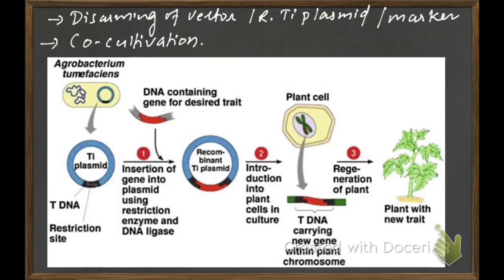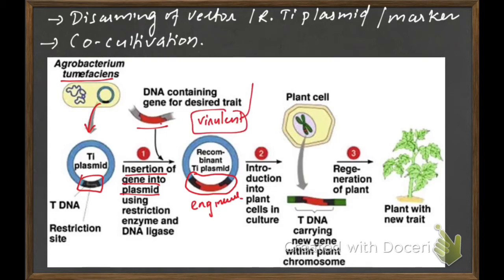Let us discuss the major steps in this process. The first step is disarming of vector. From the Agrobacterium, we isolate the Ti plasmid. We will insert our gene of interest into the Ti plasmid. This Ti plasmid has a T-DNA which is engineered. This T-DNA has some virulent genes. These virulent genes are actually removed, and in that place we have kept our gene of interest. So this is the engineering of Ti plasmid, or we can say disarming of vector.